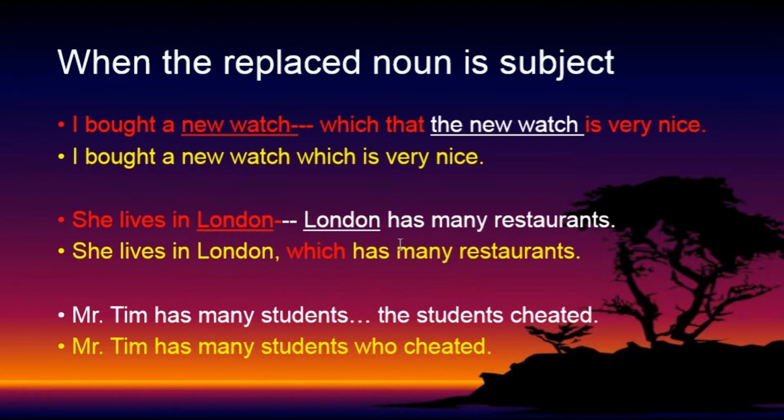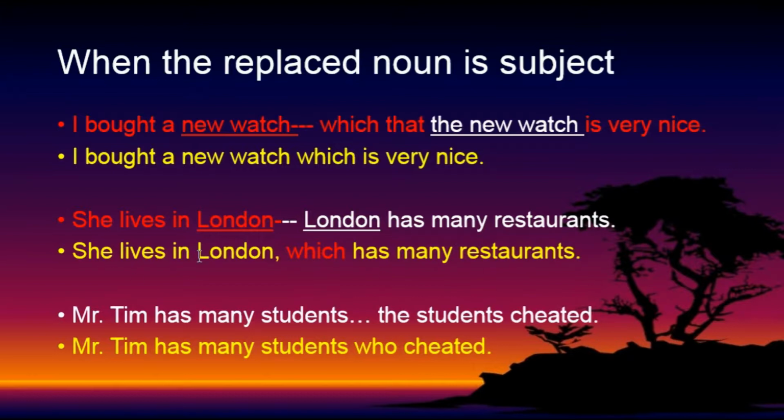So London has many restaurants. Everybody knows it, right? Of course, London has many restaurants. It's a city, right? It's a big city. It has many restaurants for sure. So it's extra information, right? Which means if I remove this clause, the sentence will still make sense.